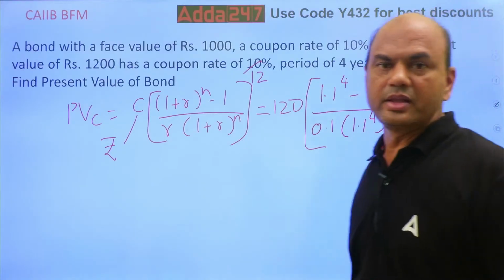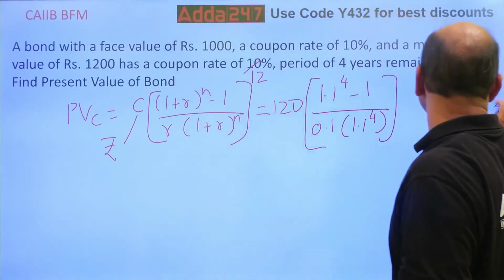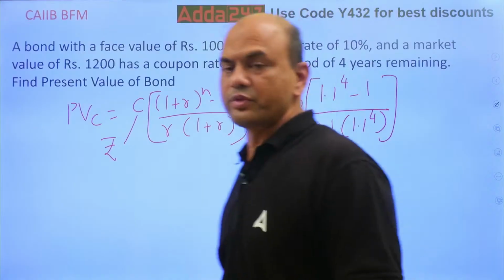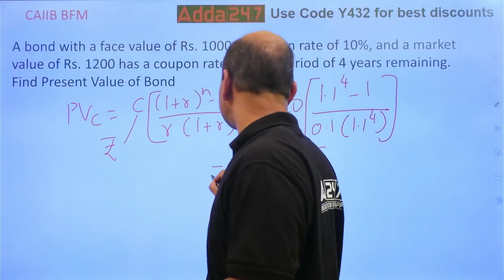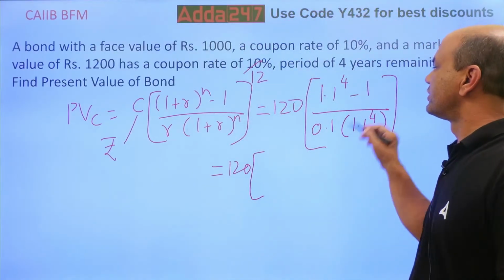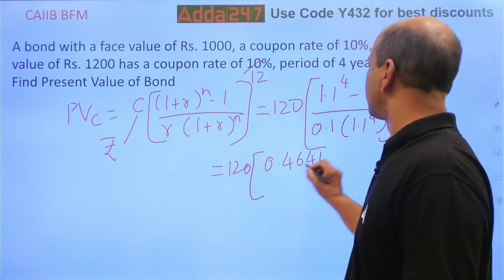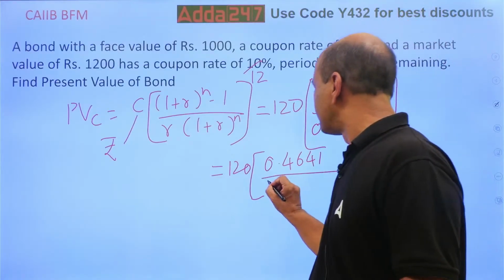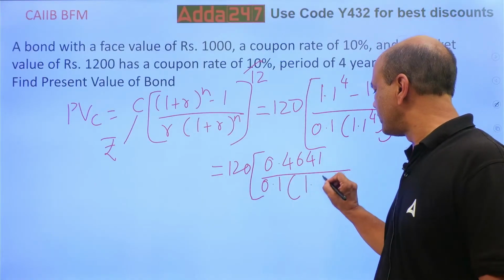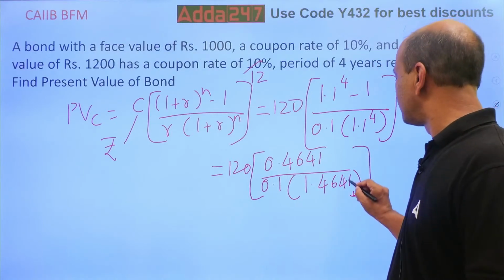This you will have to find out. Now this 1.1 raised to 4, you have already found out. 1.46 something, right? What was it? Just now we did it, na? 1.464. So just subtract it. So 1.464 minus 1. So this becomes what? Let's solve this. 120 into 1.464 minus 1. So it is 0.4641 in the numerator upon this again. So 0.1 into this is again 1.4641, right? So this is your first step.